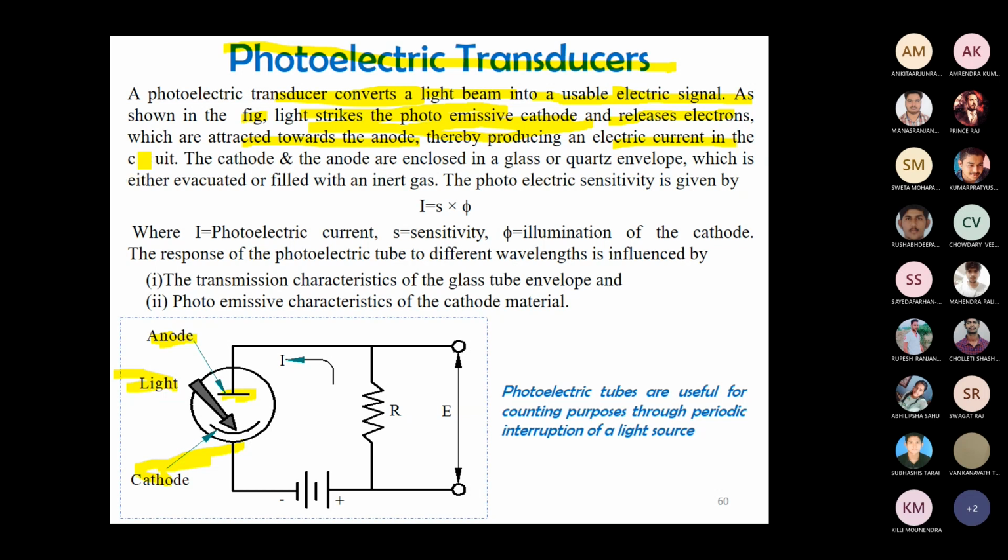So the electrons flow in the opposite direction to the current through the circuit. The cathode and the anode are enclosed in a glass or quartz envelope, for protection purposes, which is either evacuated or filled with an inert gas.